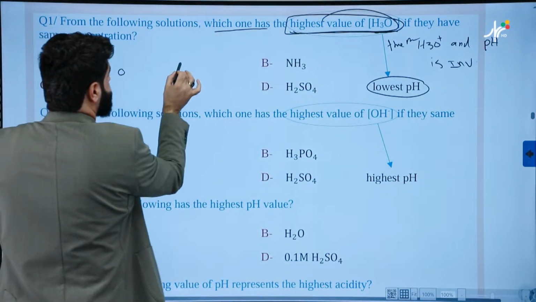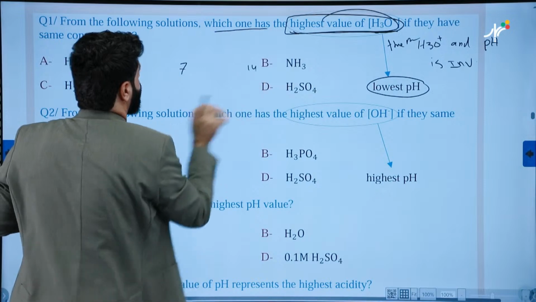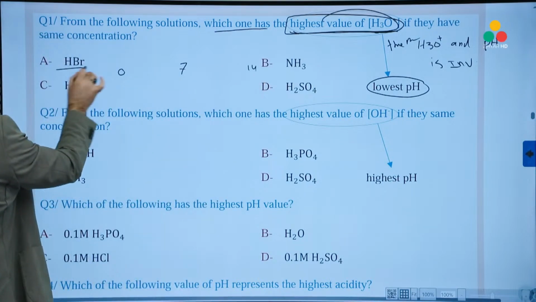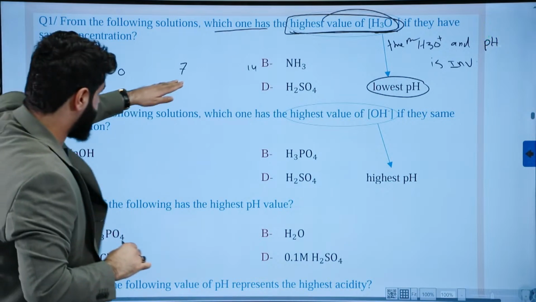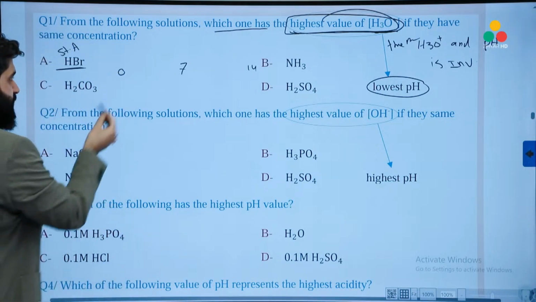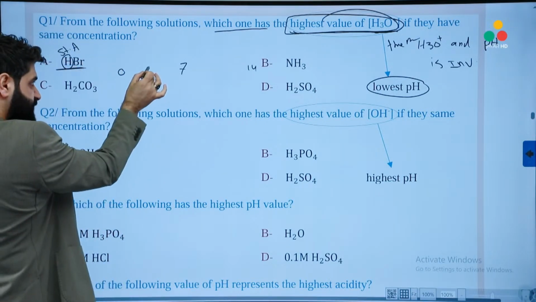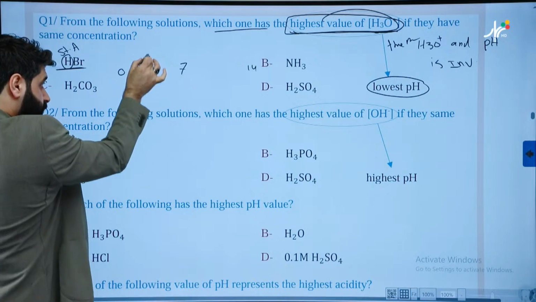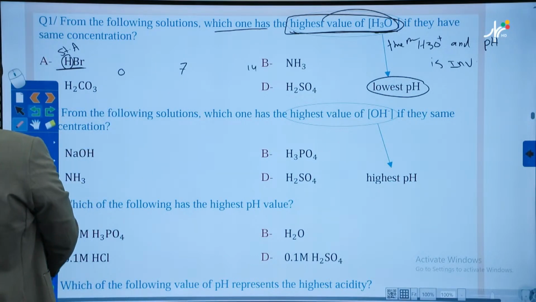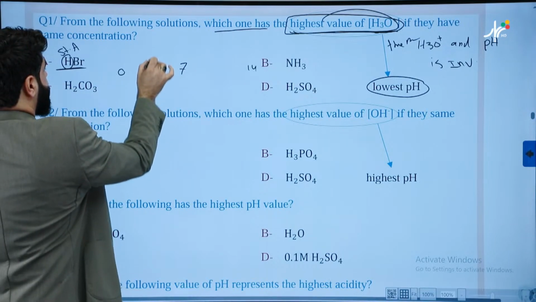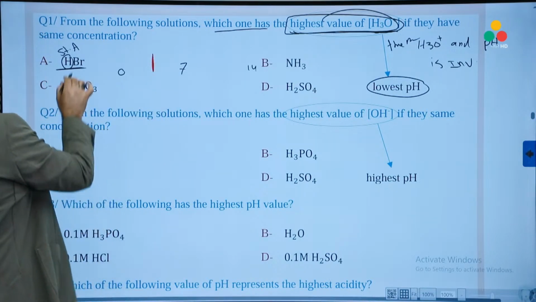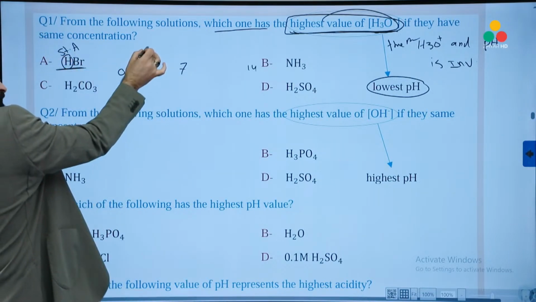Try to have a scale: 0, 7, 14. Good. HBr. What's HBr? Strong acid. This is acid, it must be here. Strong monoprotic acid, it must be in the middle. I like to use different colors. So it's a strong monoprotic acid, it's in the middle.